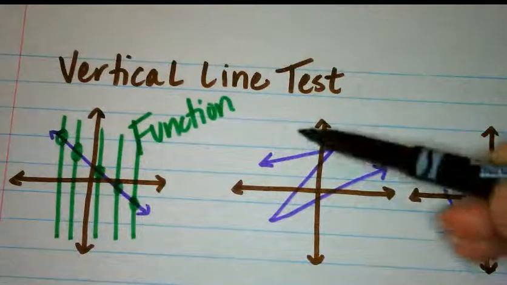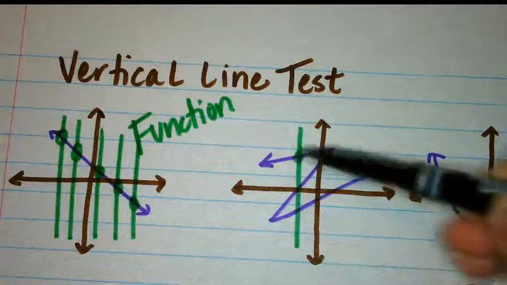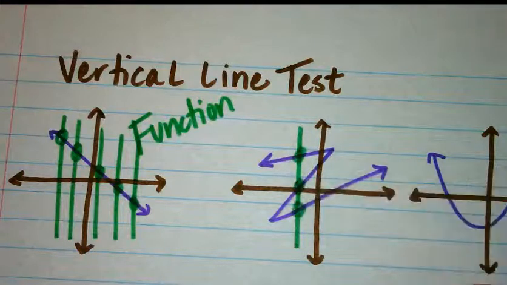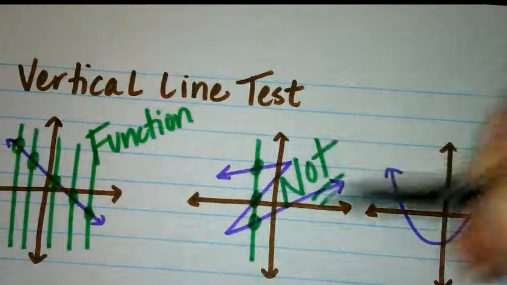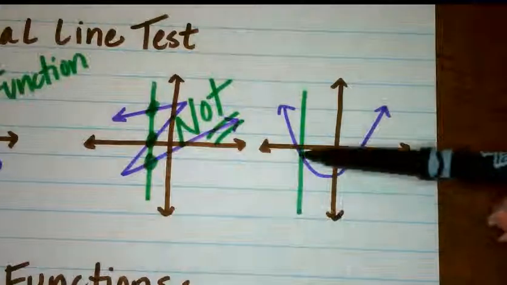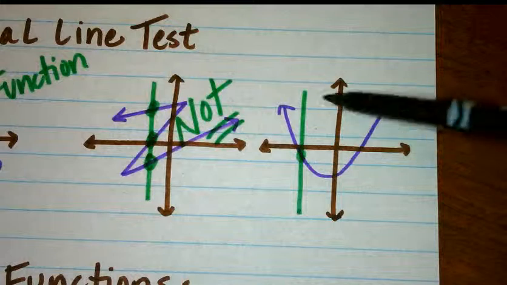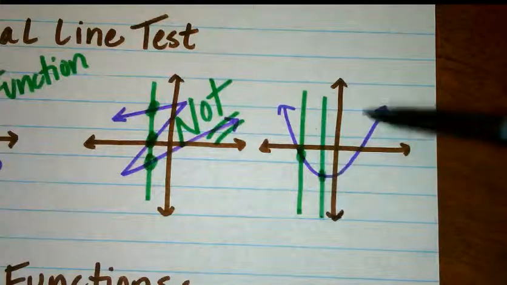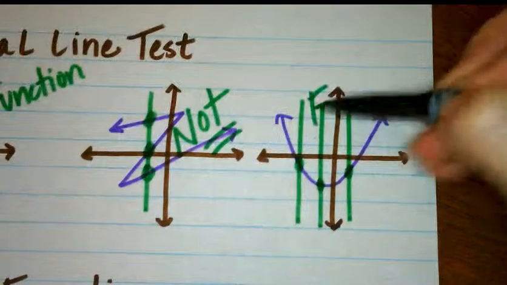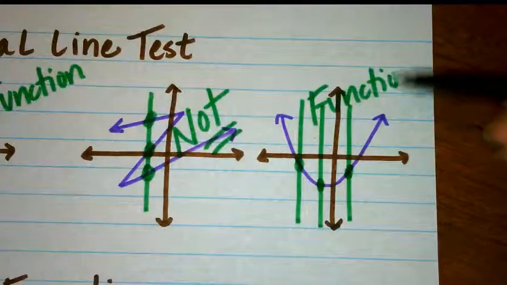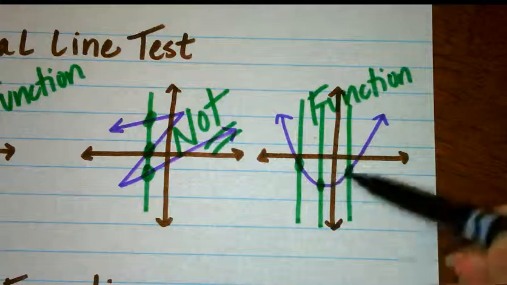If we look at this one, when I draw a vertical line, I'm hitting the graph in 3 places. This one is not a function. When I look at this one, I draw a vertical line, it hits it once. I draw a vertical line, it hits it once. You get the idea. This one is a function. All of the X values are different.